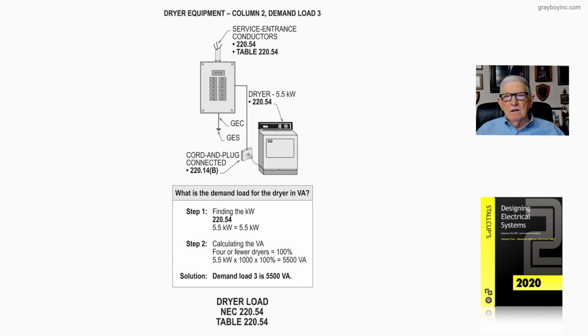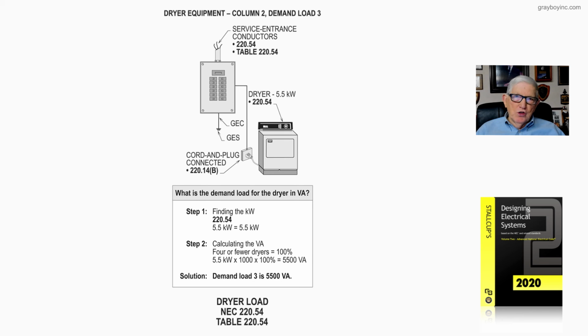What is the demand load in VA for this dryer? So 5.5 kW, 4 or fewer dryers at 100%. So we would take 5.5 kW times 100%, and we would use naturally 1,000 to get rid of the K. We come up with 5,500.